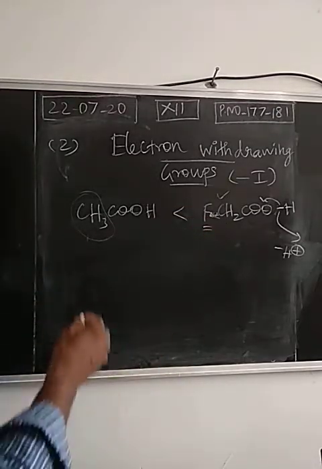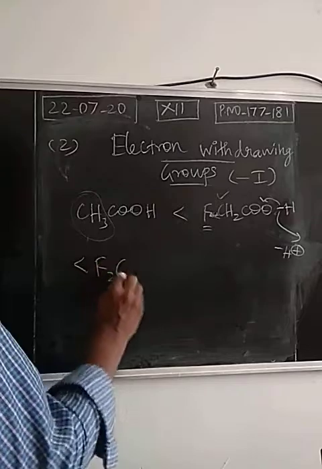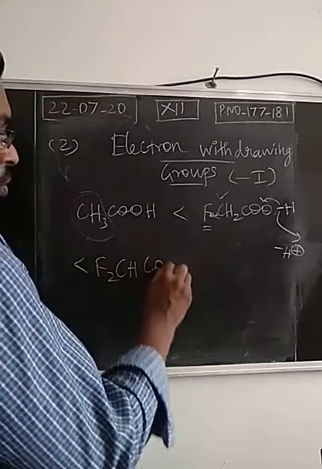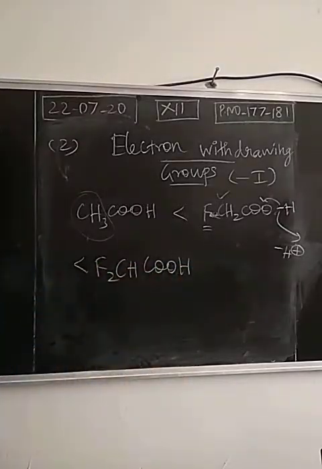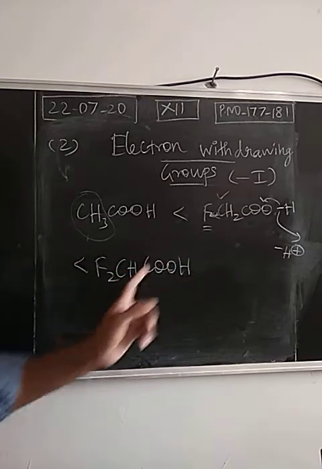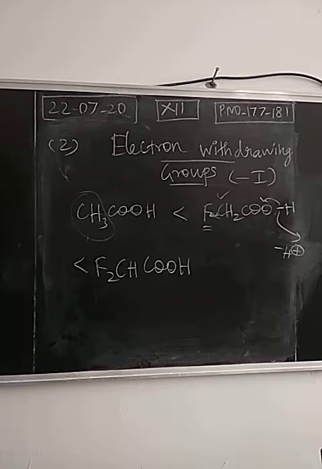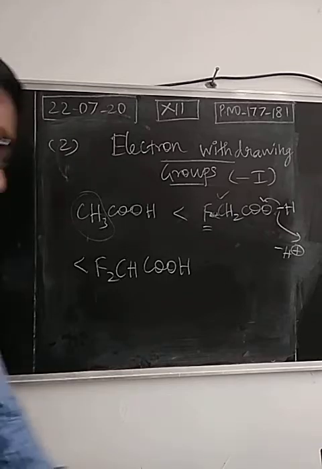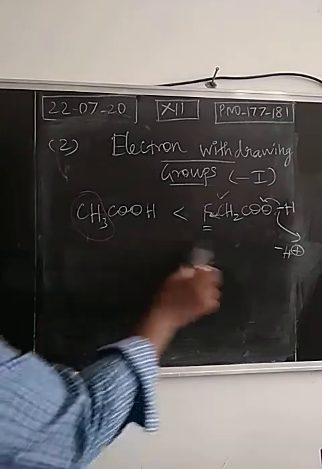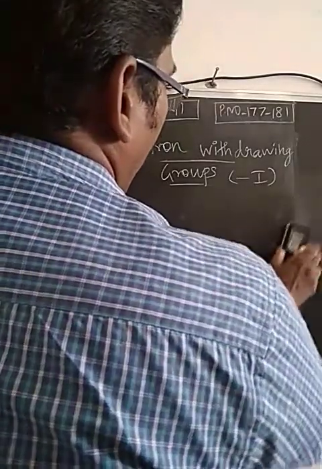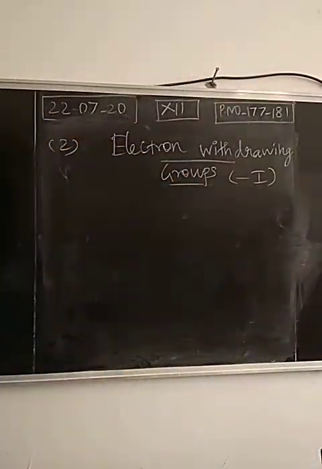Comparing monofluoroacetic acid, difluoroacetic acid will have more strength. Here we have two electron withdrawing atoms. So comparing this, it will have more acidic strength. This is called the minus I effect. Next, one more important point.